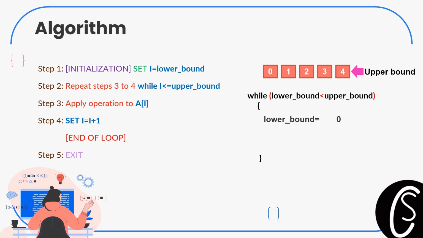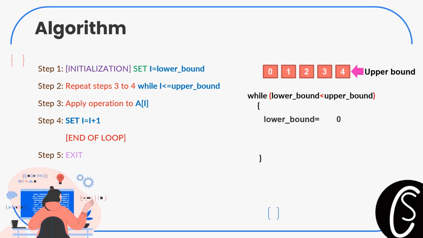Moving on to step 2, we initiate a loop to access all the elements of the array. In this example, we use a while loop. However, other loop structures can be employed. Regardless of the loop used, the process remains the same. The loop continues until we reach the last index of the array, referred to as the upper bound.